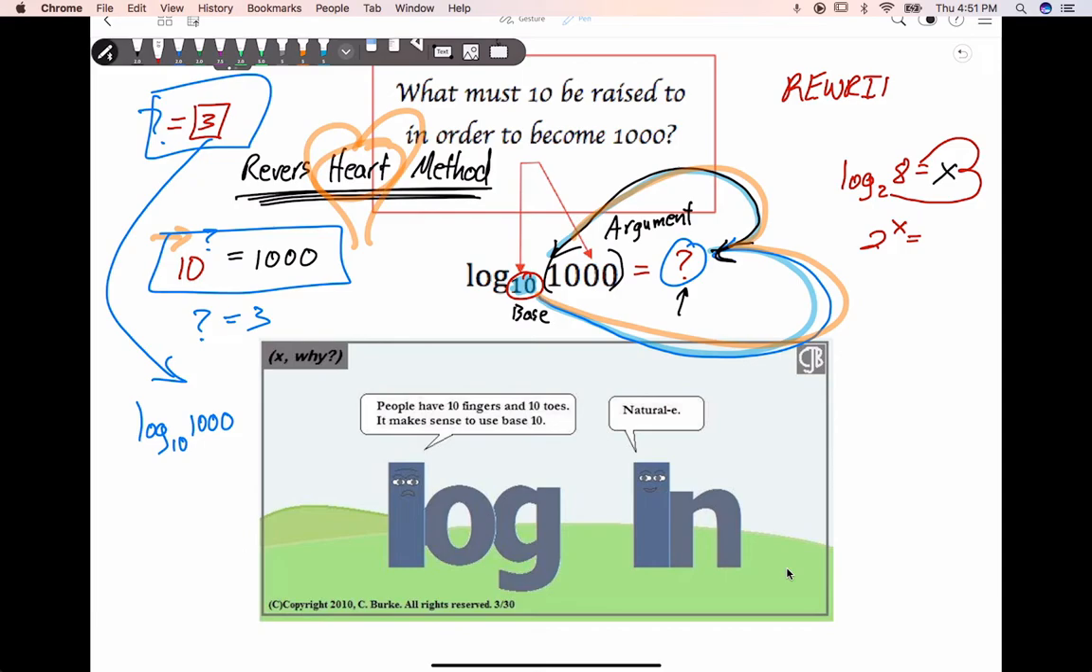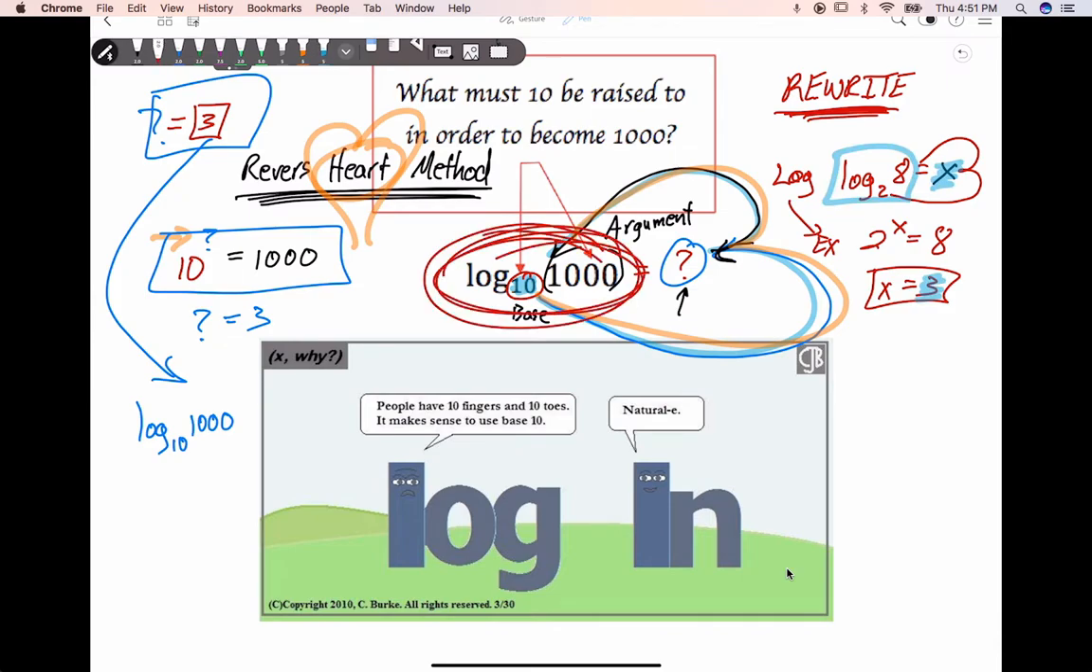So we were given a log problem. We rewrote it as an exponential problem by doing the reverse heart method. And we know that x would have to be 3 in order to make that happen. So if x has to be 3, which is here, that means all of this is just 3. Okay? So just like when we saw this right here, it's just 3. If I saw log base 2 of 8, this also is just 3 because of what we used with the reverse heart method.